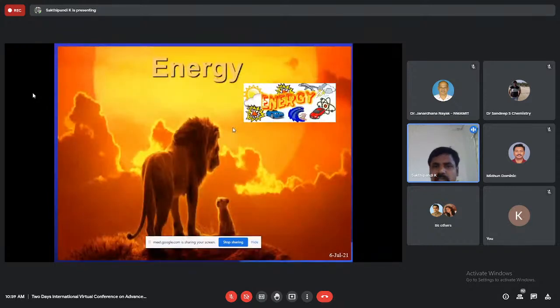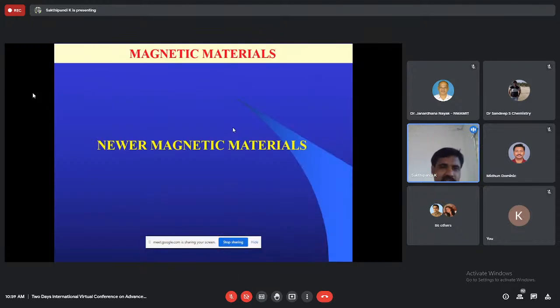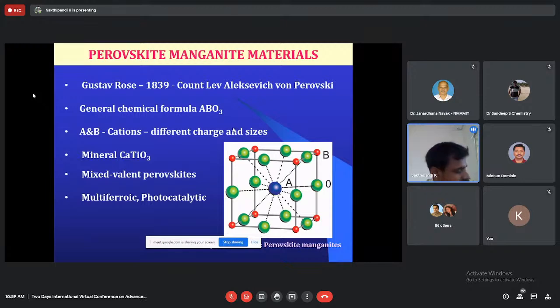So nowadays there are two problems: one is energy and water. The solution will be there in nanomaterials for both the cases. So I worked on some materials in my PhD duration. One is perovskite magnetic material.